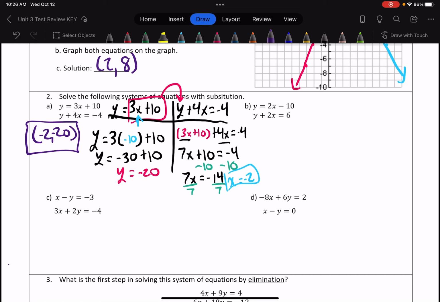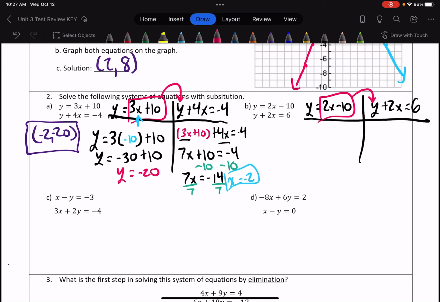We're going to do the same thing with problem B. So problem B, I have y equals 2x minus 10, and y plus 2x is equal to 6. My first equation is already solved for the variable y. So I'm going to take 2x minus 10 and substitute it for y in the second equation. So I've got 2x minus 10 plus 2x is equal to 6.